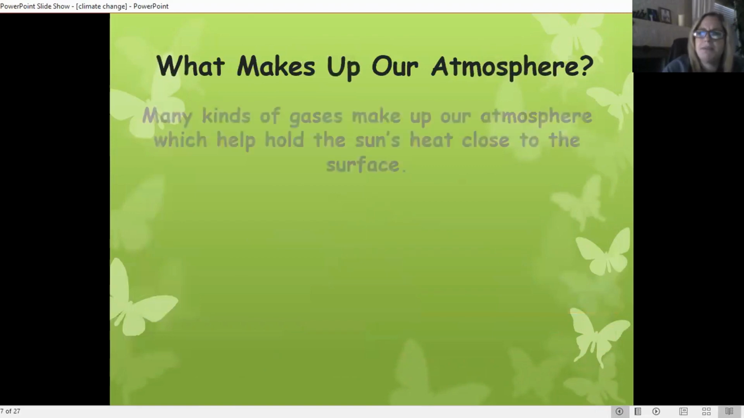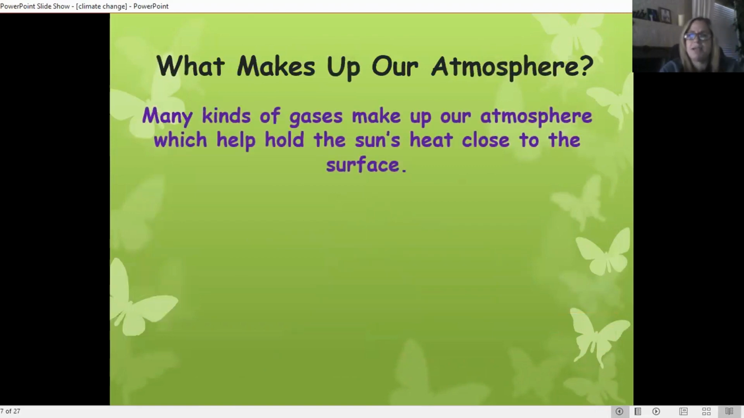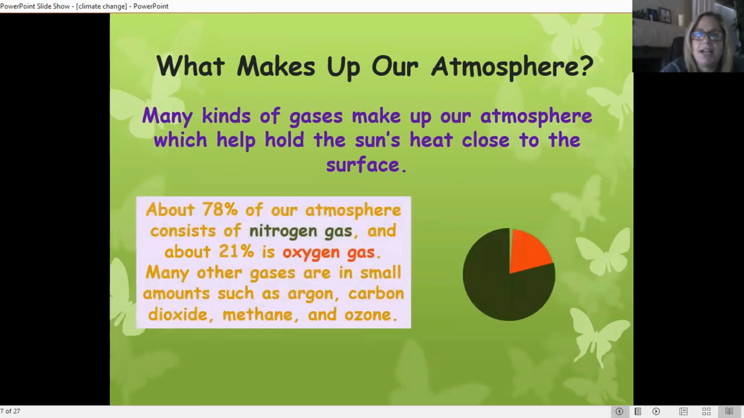So what makes up our atmosphere? Many kinds of gases make up our atmosphere. We talked about this in class. Most of these gases will help hold the sun's heat close to the surface. About 78% of our atmosphere consists of nitrogen gas and about 21% is oxygen. Many other small amounts of gas like argon, carbon dioxide, methane, and ozone are in the air too, in the atmosphere.